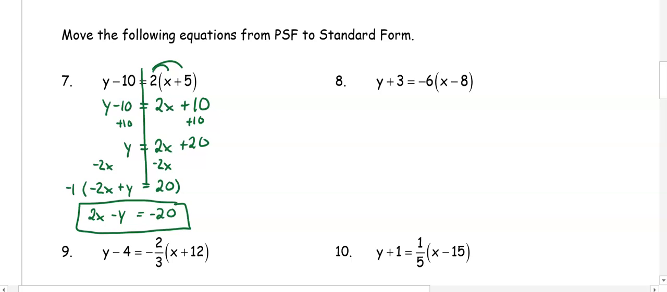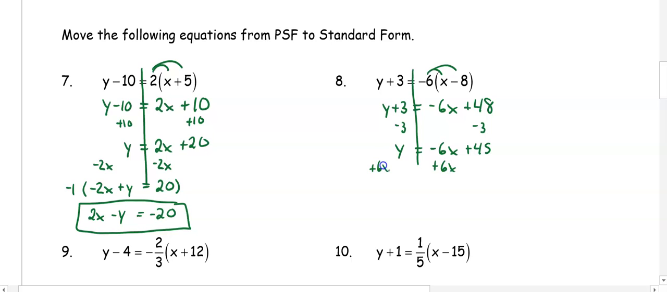In number 8, we have y plus 3 equals negative 6 times x minus 8. So our first step here is we are going to distribute the negative 6. Y plus 3 is equal to negative 6x plus 48. Then to get the y by itself, we're going to subtract 3 from both sides. Y equals negative 6x plus 45. And then we need to get the number by itself and x and y together. So we're going to add 6x to both sides. 6x plus y is equal to 45. Because 6 is positive, we have finished.